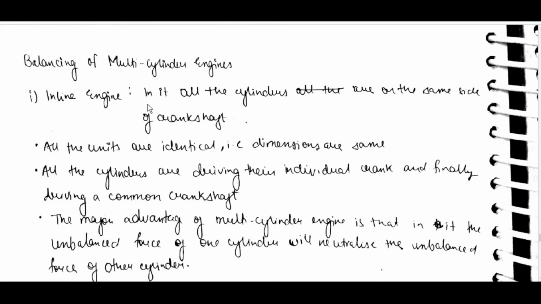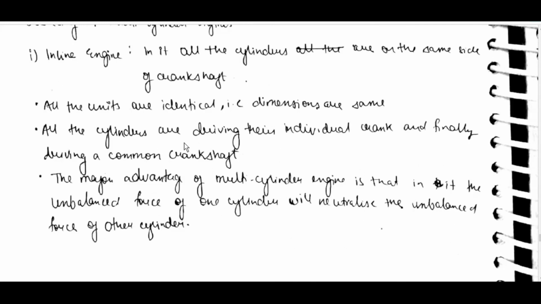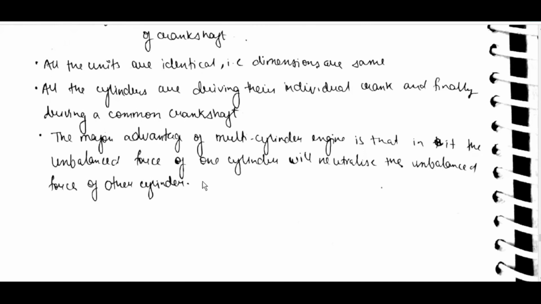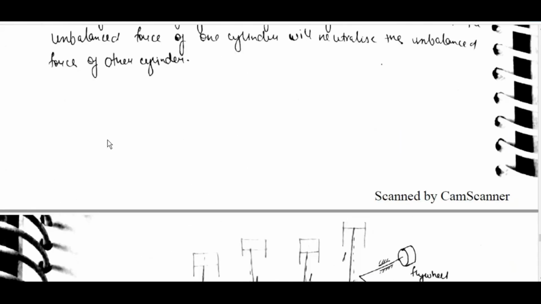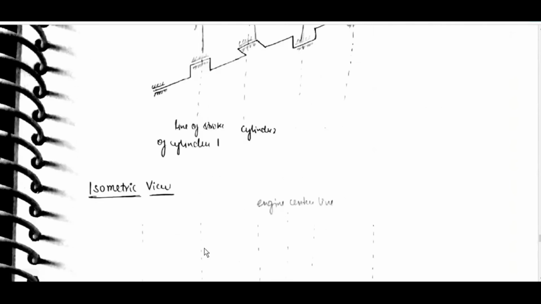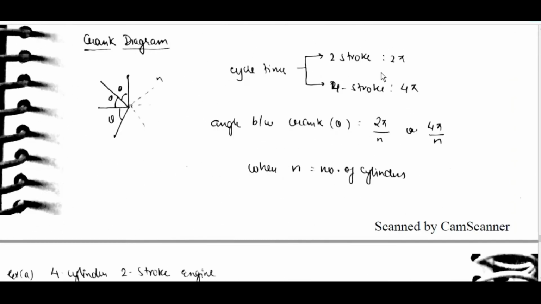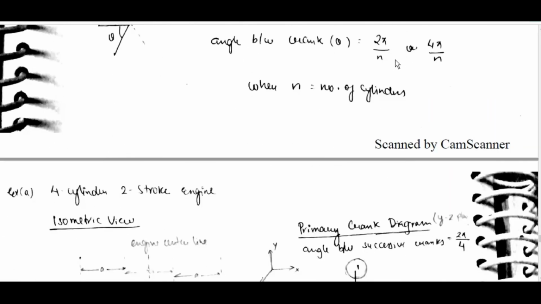Balancing of multi-cylinder inline engines: in it, all cylinders are on the same side of the crankshaft. All units are identical, that is, dimensions are the same. All cylinders are driving their individual cranks and finally driving a common crankshaft. The major advantage of a multi-cylinder engine is that the unbalanced force of one cylinder will neutralize the unbalanced force of another cylinder. Flywheel, cylinder one, isometric view, crank, cycle time: 2 stroke 2 pi, 4 stroke 4 pi. Angle between cranks theta is equal to 2 pi by n or 4 pi by n, where n is equal to the number of cylinders.